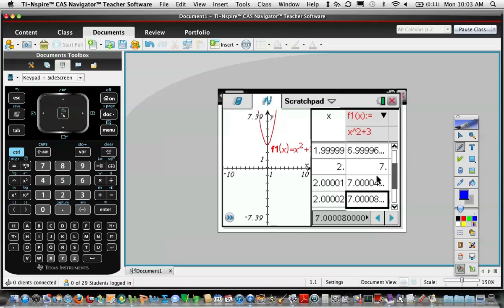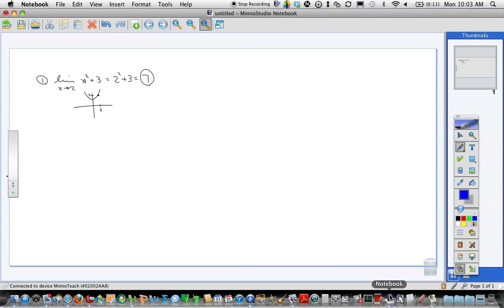All right. So all of those things lead us to believe, and this is a real simple example, but all of these things lead us to believe that the limit is 7. Whether it's a graph, whether it's direct substitution, or whether it was a table of values. Okay? And we need to understand all of those and when it's appropriate to use which one.